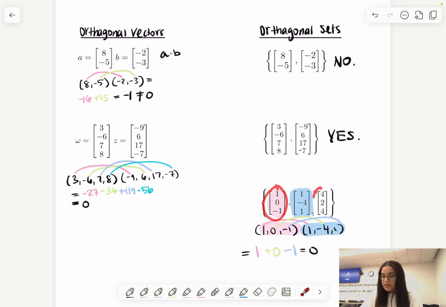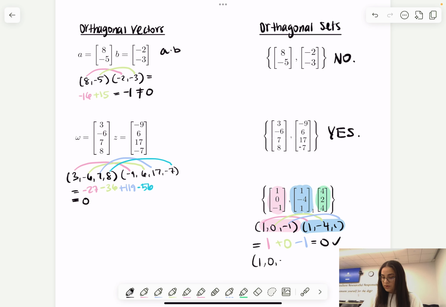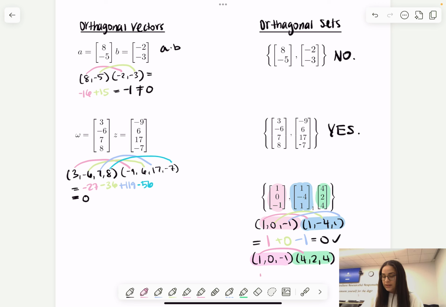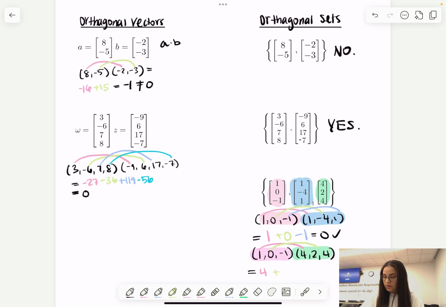So now let's test this one and this one. Again, the first vector is 1, 0, -1. We're trying to find the inner product of that and 4, 2, 4. First number with the first, that's 4. The second number multiplied by the second, that's 0. And then third number multiplied by the third, that's -4. So 4 minus 4, that's 0. Beautiful. So then these two vectors are also orthogonal.